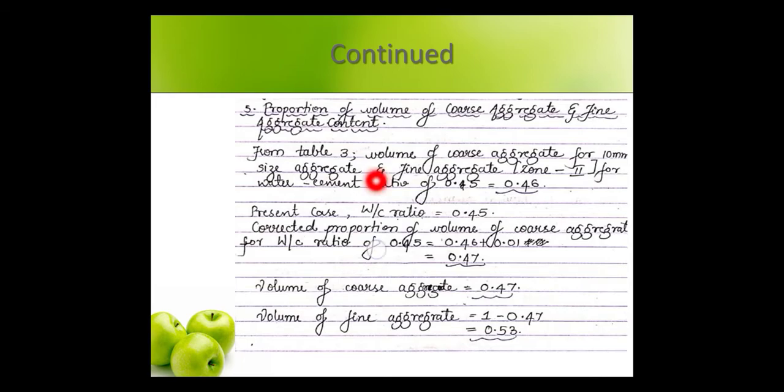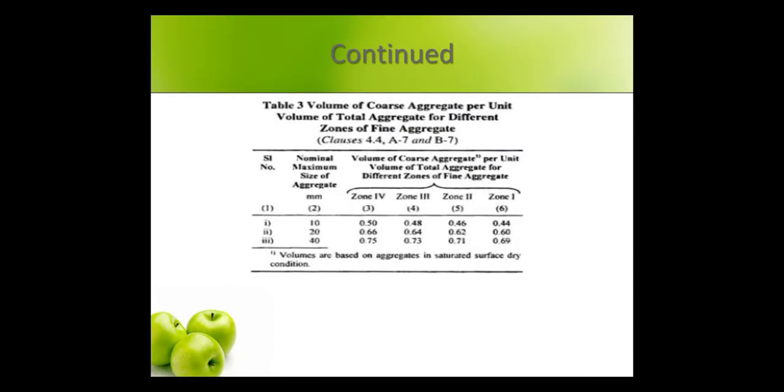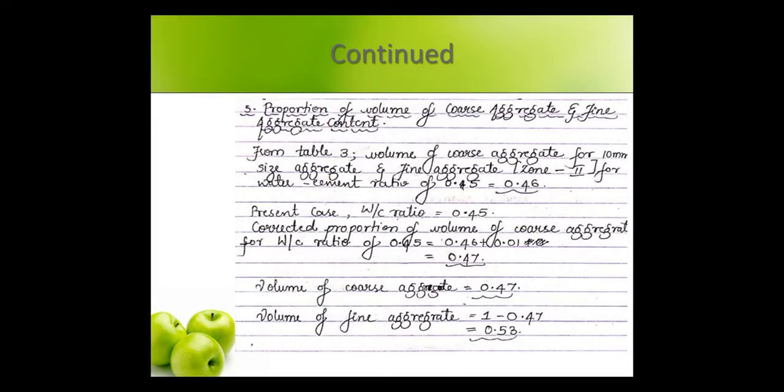Next, proportion of volume of coarse aggregate and fine aggregate. Table number 3 gives us the zone level for different downsize aggregate, that is for 10 mm, 20 mm and 40 mm. Depending upon the zone, it will be giving us the value of coarse aggregate per unit of the total aggregate. So we have now zone 2 for 10 mm down aggregate, zone 2 water cement ratio is 0.5. For 0.5 water cement ratio it is 0.46, because our table is specified only for 0.5, but our present water cement ratio is 0.45.